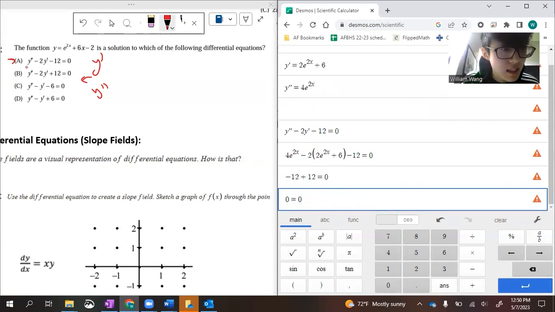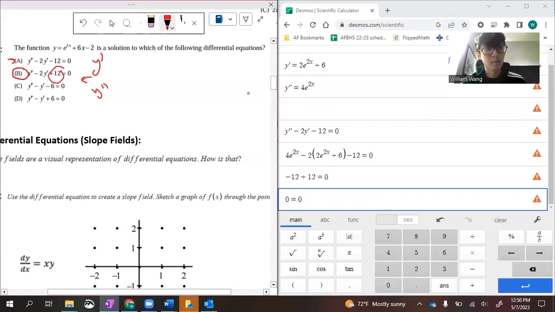And what do I see here? I see B provides exactly what I need. I have this plus 12 right here. That's exactly what I wanted. So I'm just going to go with that. That is my answer choice. Answer choice B.